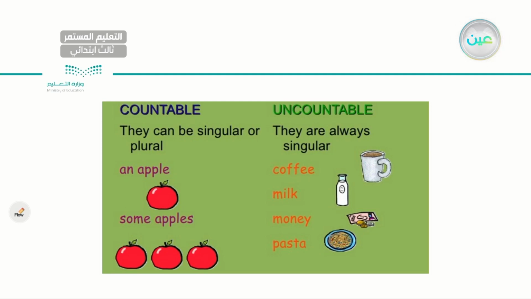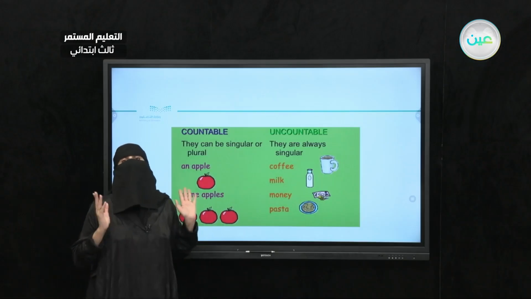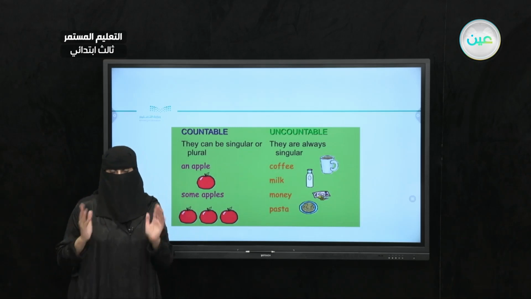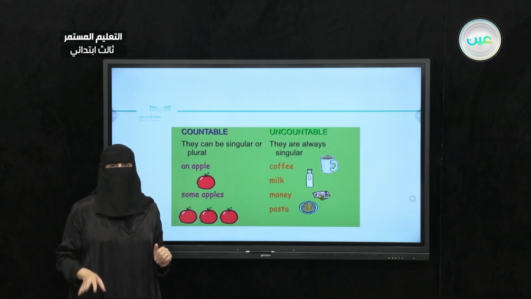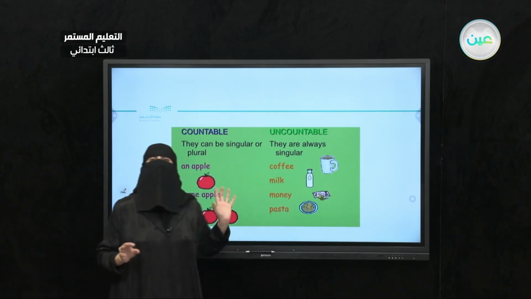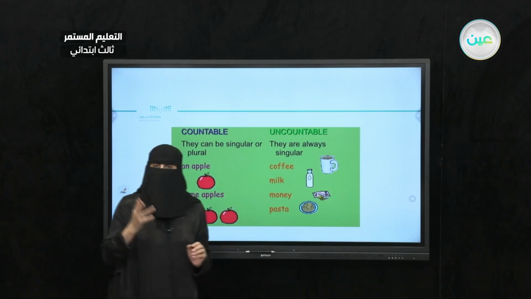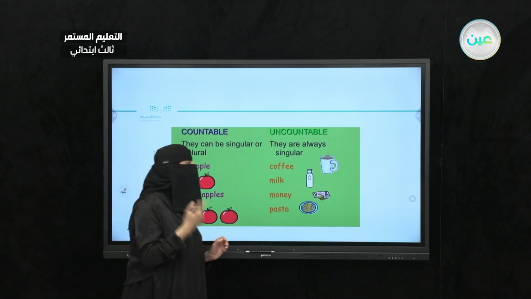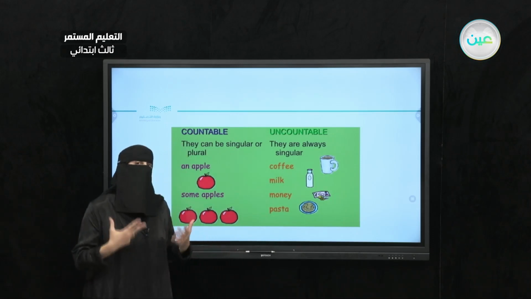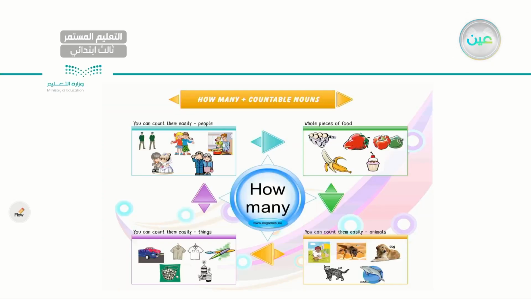Now, to ask about the quantity, for the countable, we'll be using how many. How many apples do you have? I have 3 apples. As for the uncountable, we'll be using how much. How much coffee do you drink? How much money do you need? How much pasta do you eat? And so on.